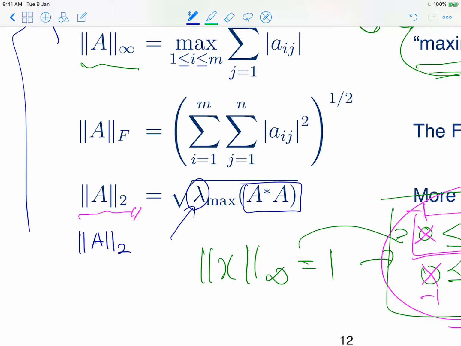Okay, so we consider the eigenvalue of A transpose A, and then pick the largest eigenvalue, and then take the square root of it, and that will be the L2 induced matrix norm.